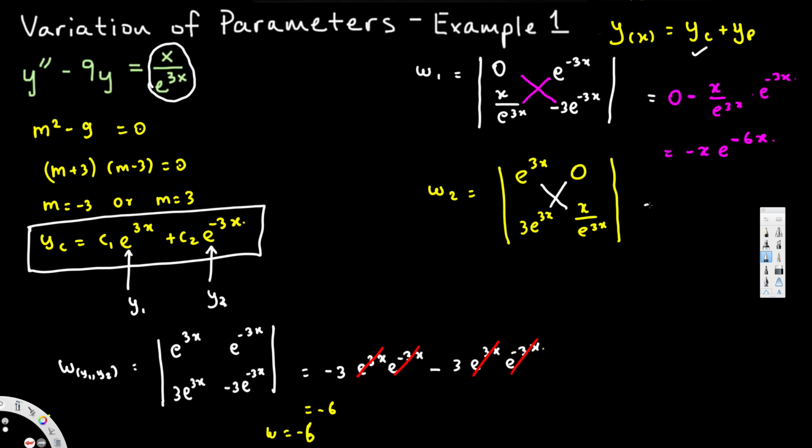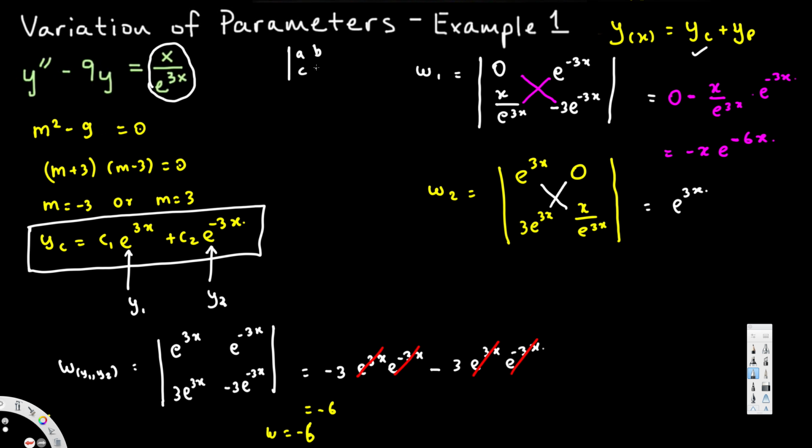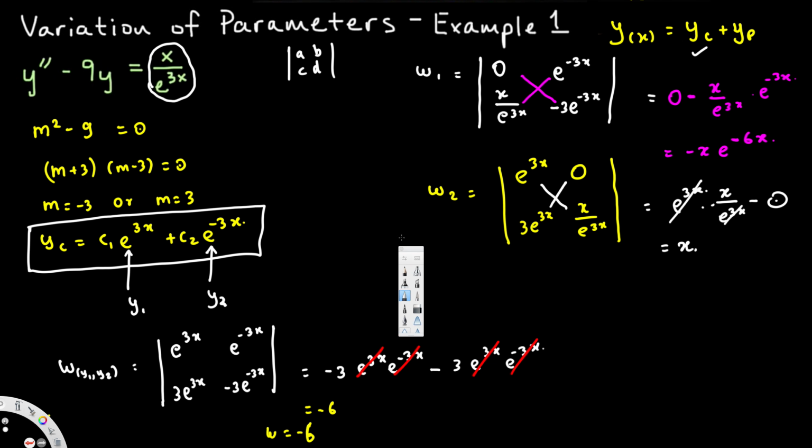From this one you can see that AD is going to be e power 3x. I'm saying AD because I'm thinking of A, B, C, D. So AD is going to be e power 3x times x e power minus 3x, minus 0 times anything, which is going to be 0. From this one you can see this cancels out and we end up with x. Now we have found W1 and W2.